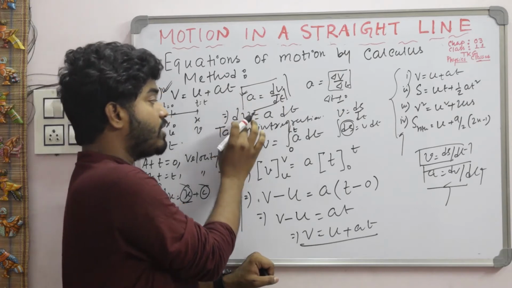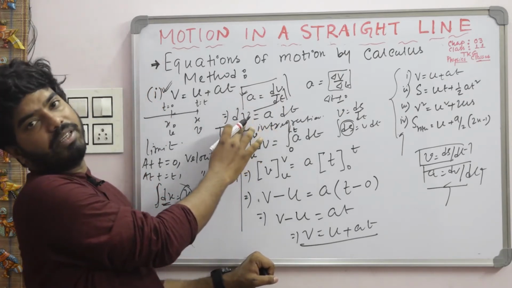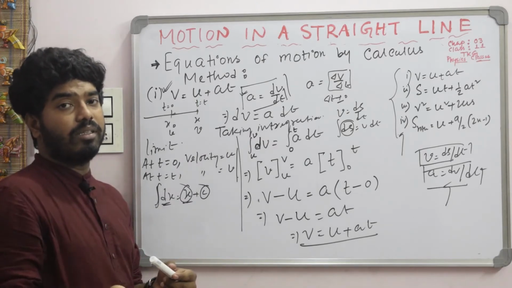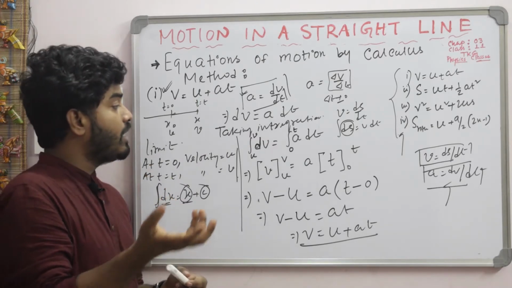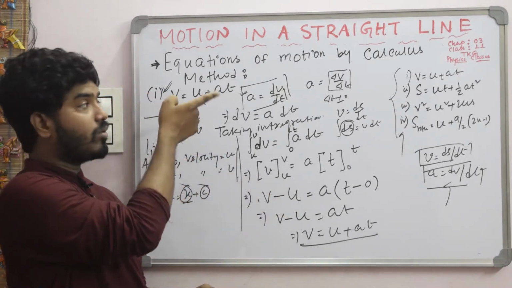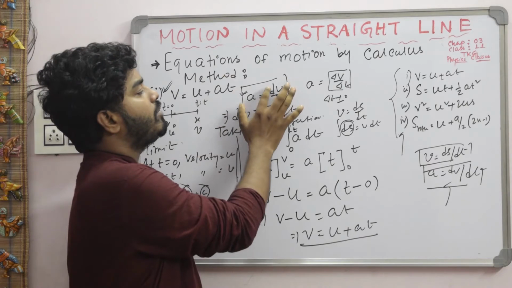Now if I integrate dv, then this equation becomes v, and if you take a limit, initial velocity u and final velocity v, then it becomes v minus u, just similar to this one. That's why we use a is equal to dv by dt.